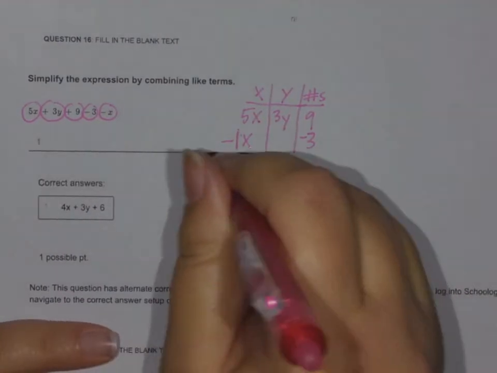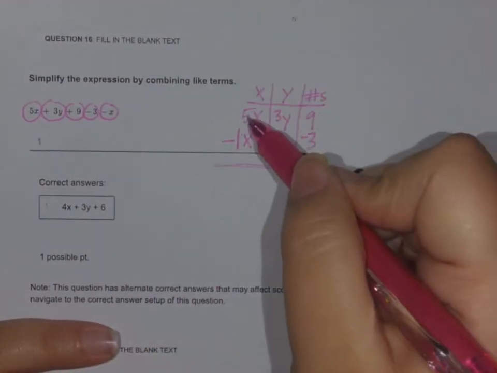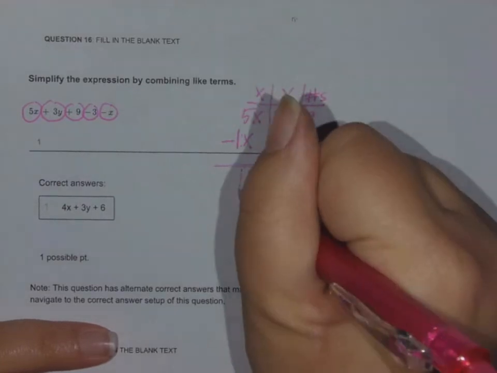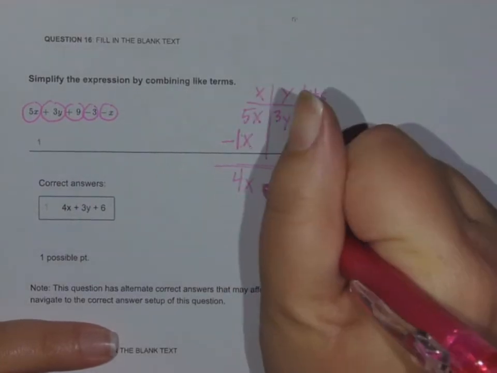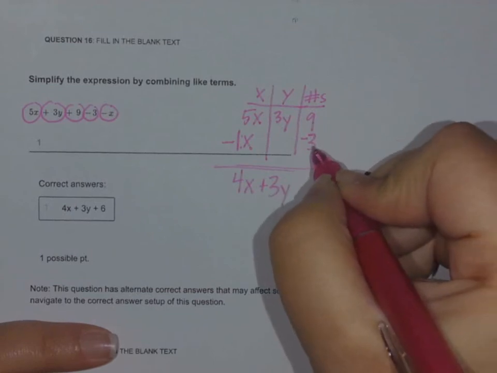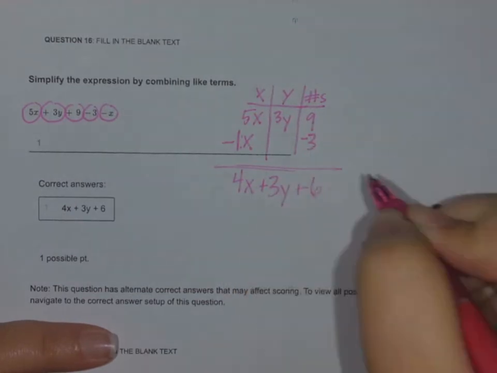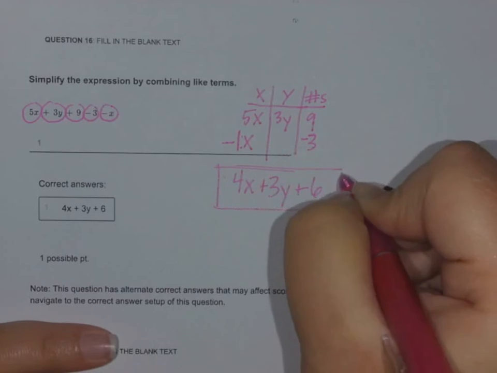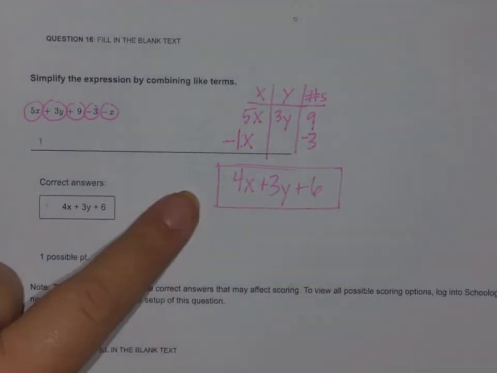Okay, so now we go ahead and combine those. 5 minus 1 is 4x. That 3y just stays right there. And then you have 9 minus 3, which is 6. So your 4x plus 3y plus 6 is the correct answer.